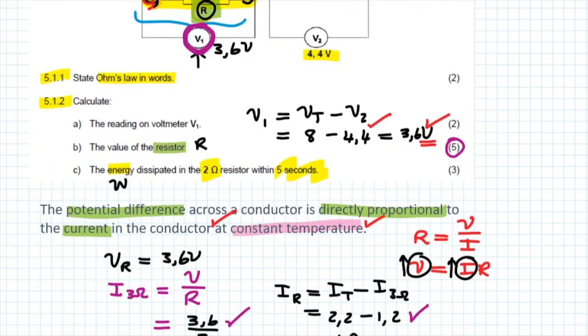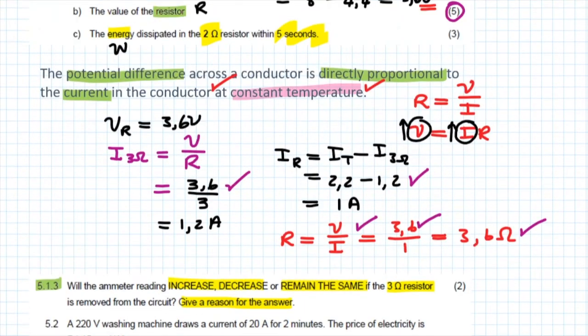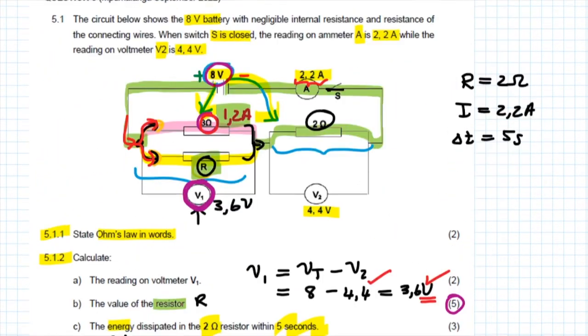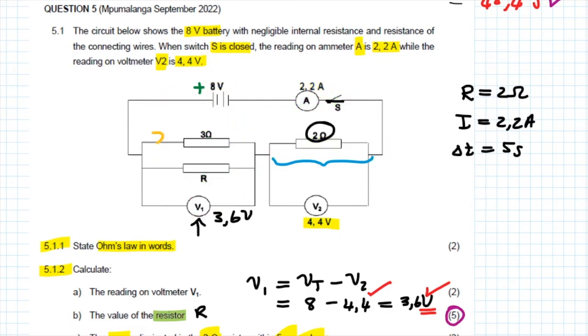Let's now look at the last question in question 5.1. Question 5.2 we're going to handle in the video that follows this one. 5.1.3 says, will the ammeter reading increase, decrease, or remain the same if the 3 ohm resistor is removed? Give a reason for the answer. So firstly, let's determine where the 3 ohm resistor is. The 3 ohm resistor is part of the parallel connection. So I'm going to erase as much as I can so that you can understand this. The switch, of course, is closed.